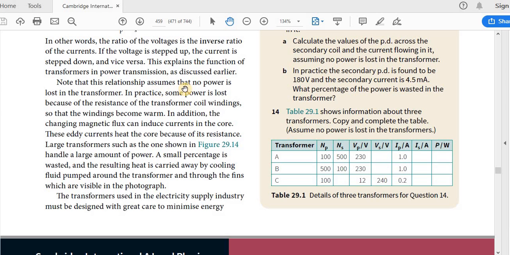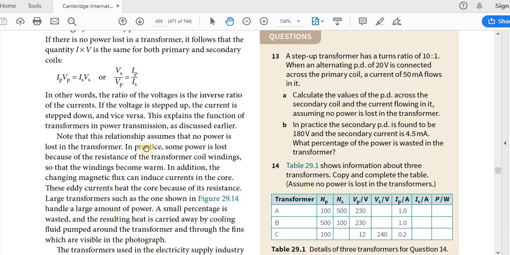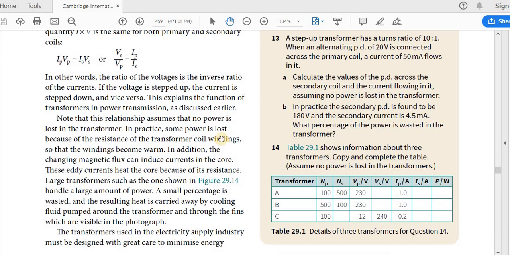Note that this relationship assumes no power is lost in the transformer. I told you we assume it's 100% efficient for this equation to be true. In practice, some power is lost because of the resistance of the transformer coil windings. So the windings become warm. In addition, the changing magnetic flux can induce currents in the core. These are called eddy currents. These eddy currents heat the core because of its resistance.